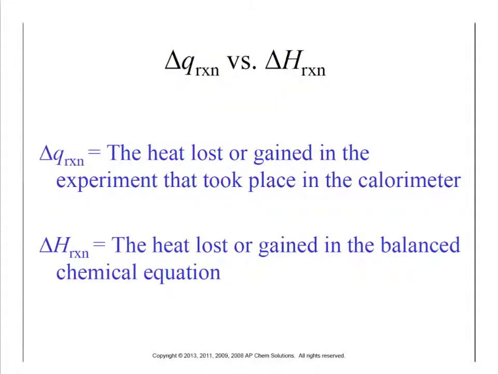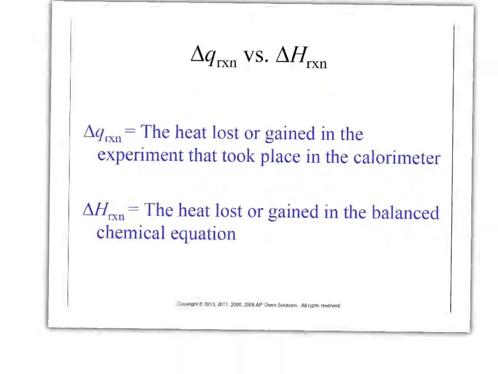So to wrap this up, let's talk about the difference between delta Q and delta H. So delta Q for a particular reaction is the heat lost or gained in the experiment, whereas delta H is the heat lost or gained in a balanced chemical equation. So delta Q is very specific to a particular reaction then, whereas delta H is more general. It applies to an equation. This one is a lot more useful, which is why we talk about enthalpy more than we do delta Q. Enthalpy you can use in any different situation.